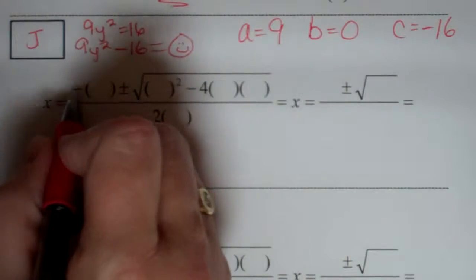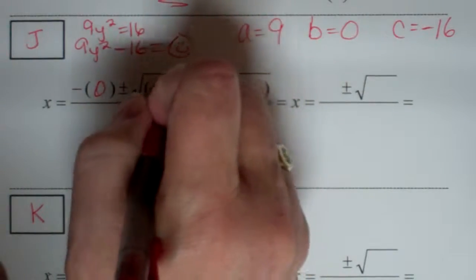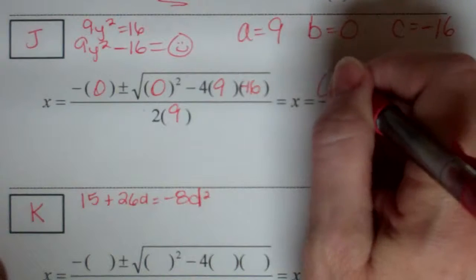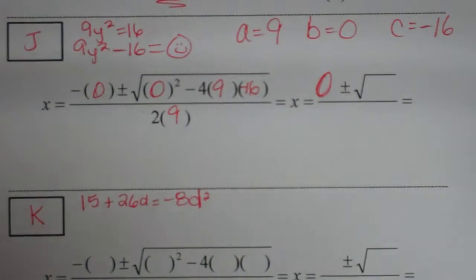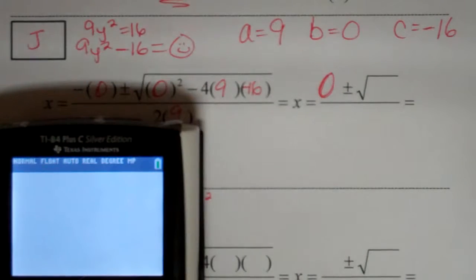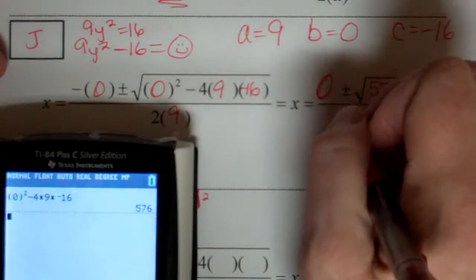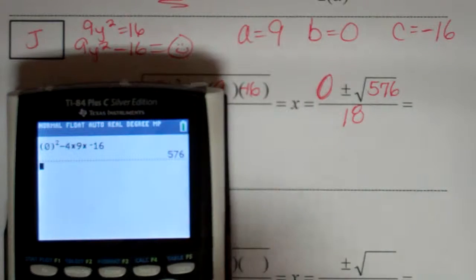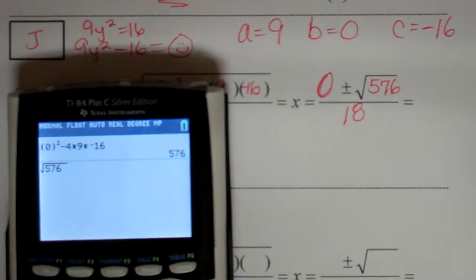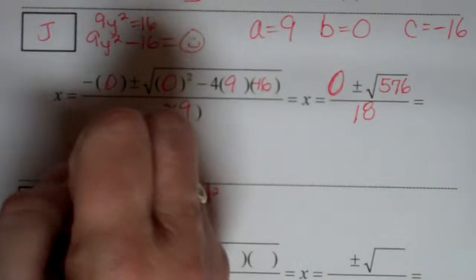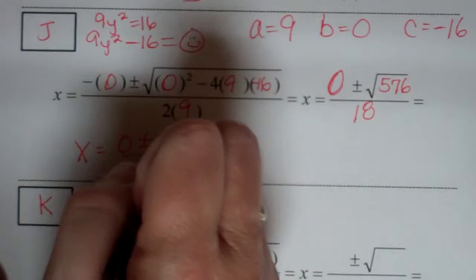So now, x is equal to negative b plus or minus the square root of b squared minus 4ac all over 2a. The opposite of 0 is just 0. Now on my calculator, I've got 0 squared minus 4 times 9 times negative 16, and I got 576. That is a big number, over 18. Now I'm going to ask my calculator, crossing my fingers that this is a perfect square. Yep, 24. Ta-da! So now I have x is equal to 0 plus or minus 24 over 18.